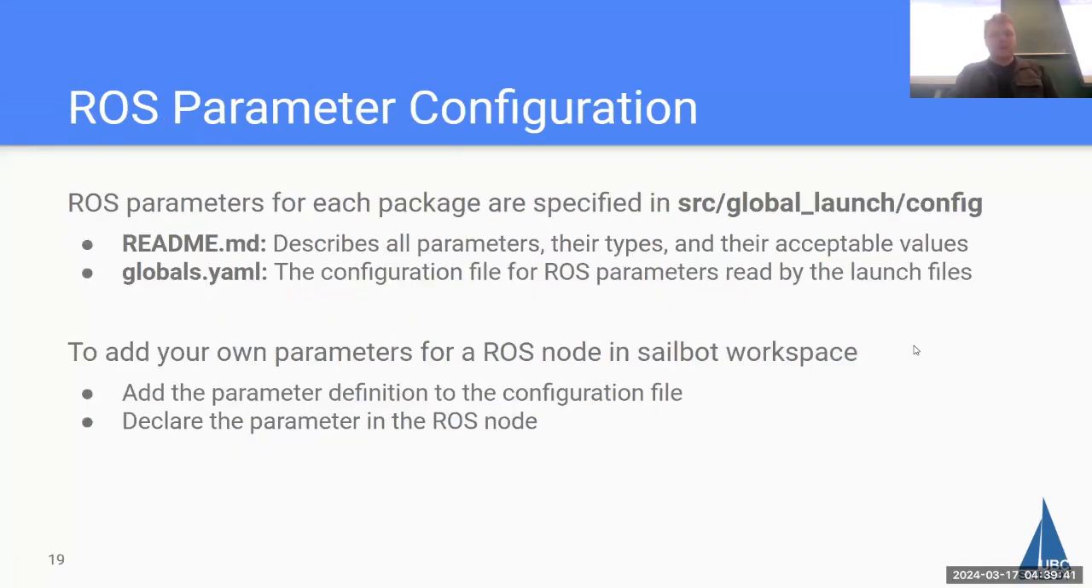Oh, yeah. And then for ROS parameter configuration in Sailbot Workspace, as mentioned before, we use a parameter configuration file. Everything to do with ROS parameters is contained within source global launch config, and there are two main files that you're going to worry about. The first is the readme.md, which describes all the parameters, their types, how you can use them, and their acceptable values. And the second is the globals.yaml file, which is the file that actually contains the parameters.